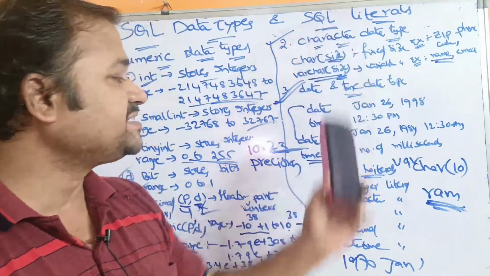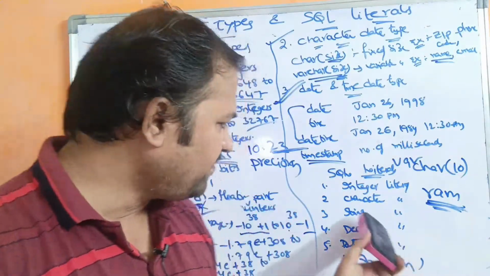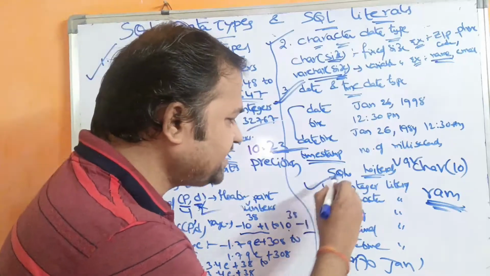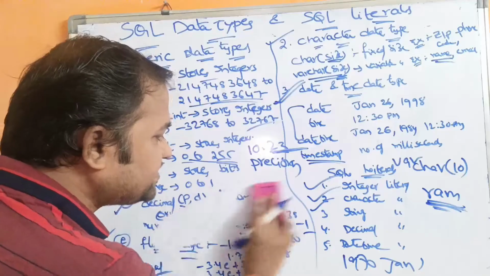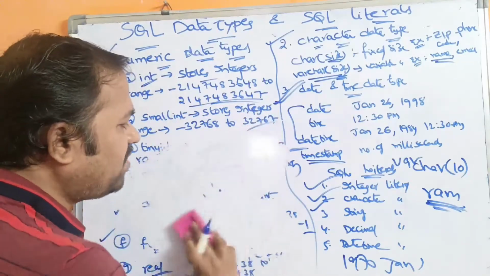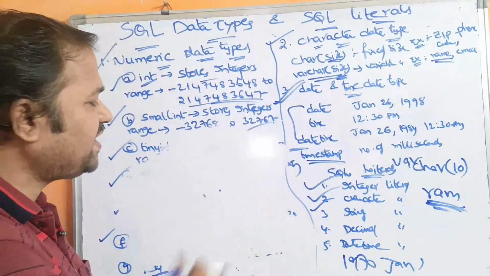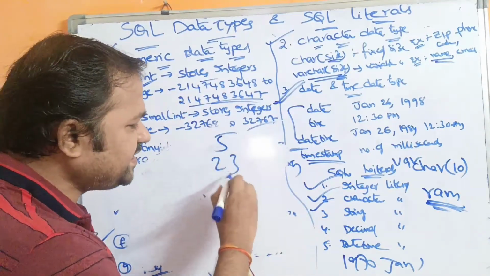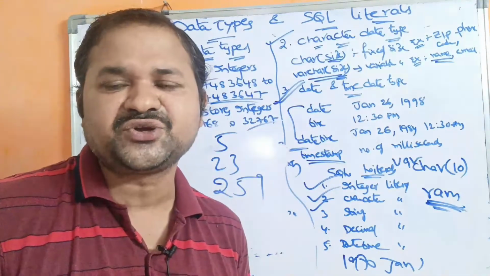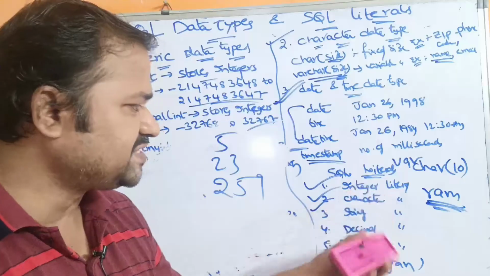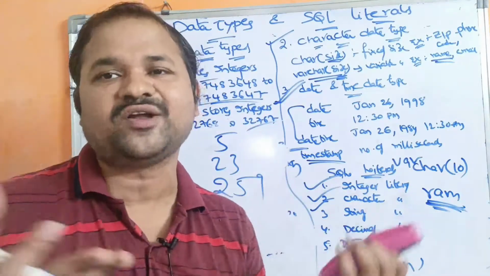And the next concept is SQL literal. Literal means a constant, a value. We have different types of literals such as integer literals, character literals, string literals, decimal literals, and datetime literals. So mainly we have 5 types of literals. Integer literal means it is an integer value. It may be 5 or 23 or 259, some integer value. In order to store integer values, we can use this one.